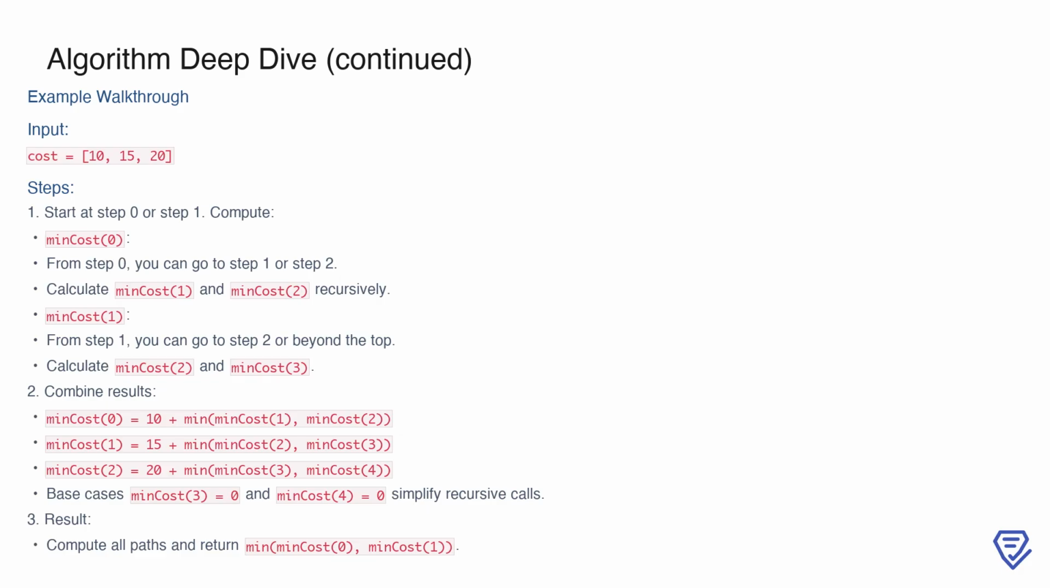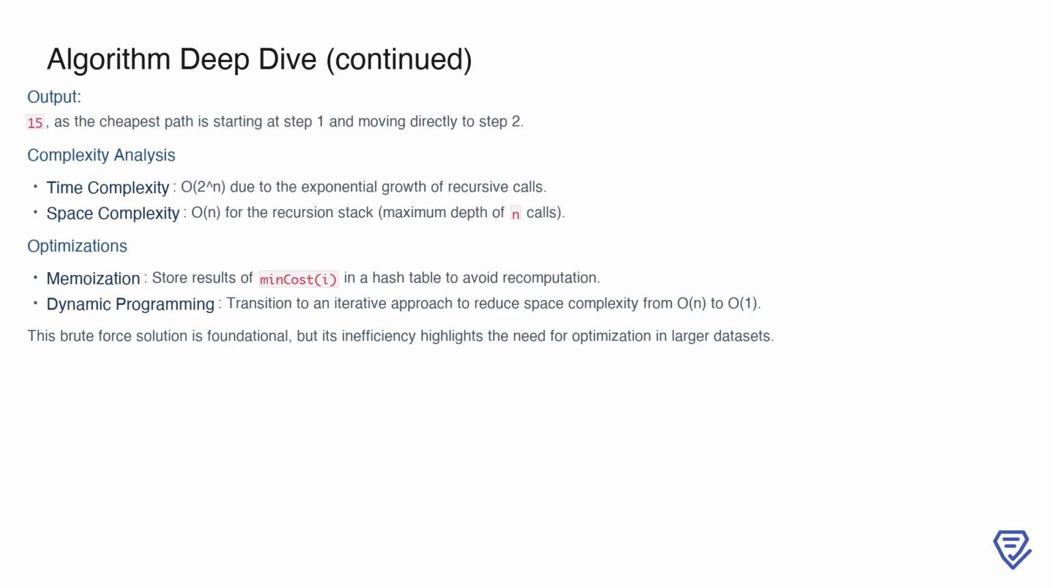By combining these results, we get min cost 0 equals 10 plus min of min cost 1, min cost 2; min cost 1 equals 15 plus min of min cost 2, min cost 3; and min cost 2 equals 20 plus min of min cost 3, min cost 4. The base cases min cost 3 equals 0 and min cost 4 equals 0 simplify the calculations, allowing us to determine the minimum cost for each path and ultimately return the minimum of min cost 0 and min cost 1 as the result. For the example input cost equals 10, 15, 20, the output is 15. The cheapest path involves starting at step 1 and moving directly to step 2, avoiding the higher cost of starting at step 0.